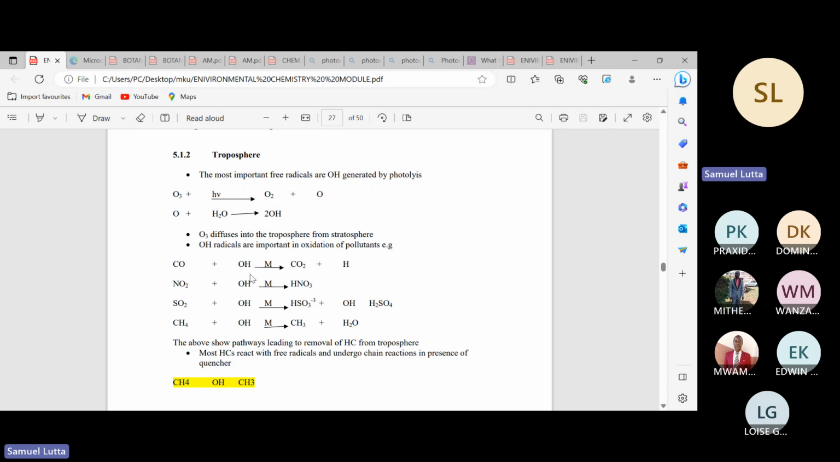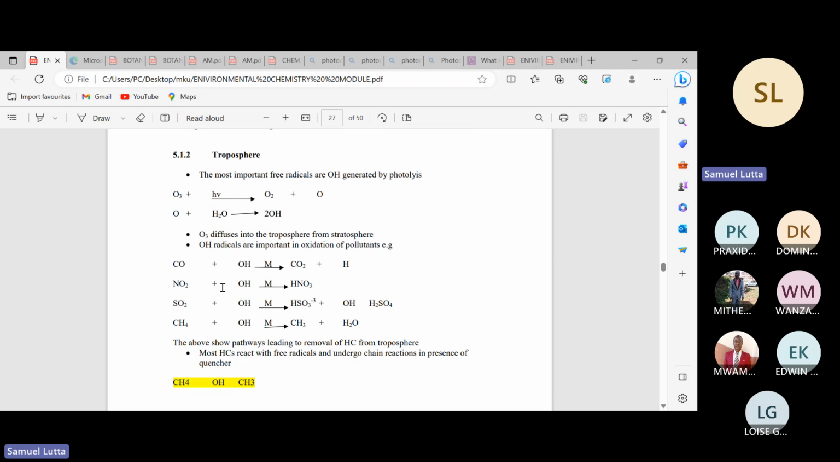So it oxidizes carbon monoxide to carbon dioxide, and in the process it gets reduced to hydrogen atom. The same, so the M here is a catalyst. Remember yesterday we said M is a catalyst, a third body. We are putting it there because it doesn't change. By the end of the reaction, it's just converted to M. When it reacts with nitrogen, these are examples of oxidation which are catalyzed by OH.